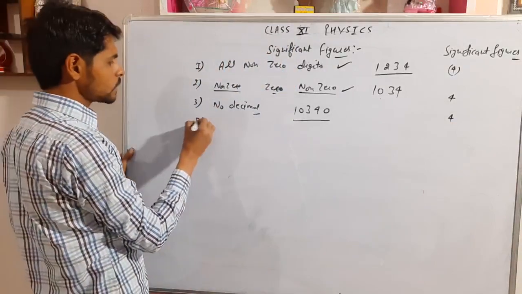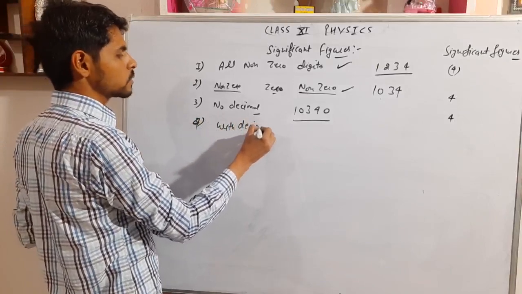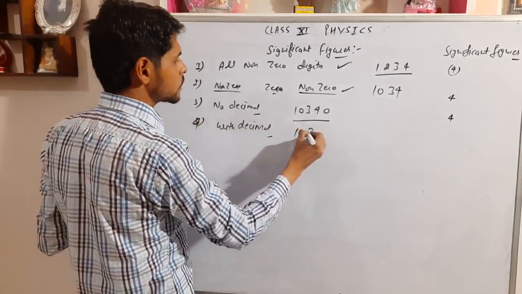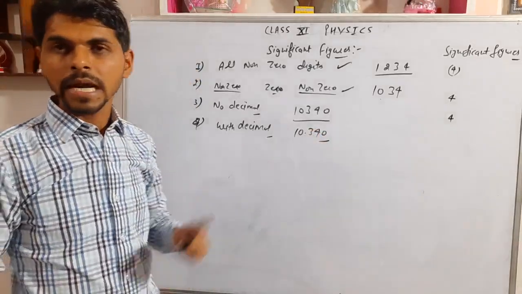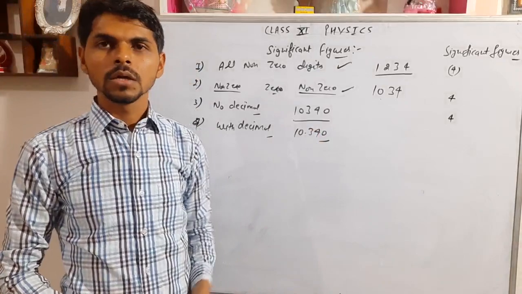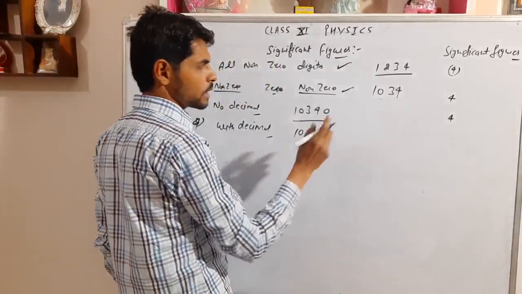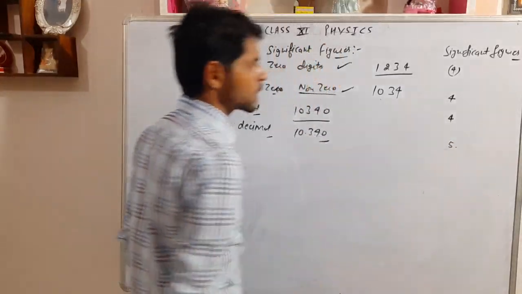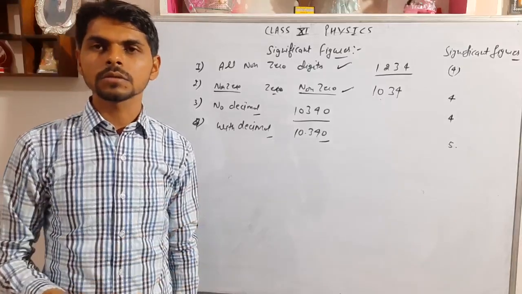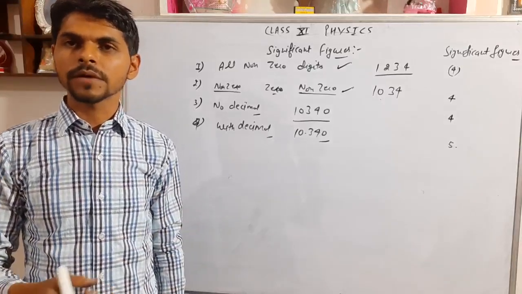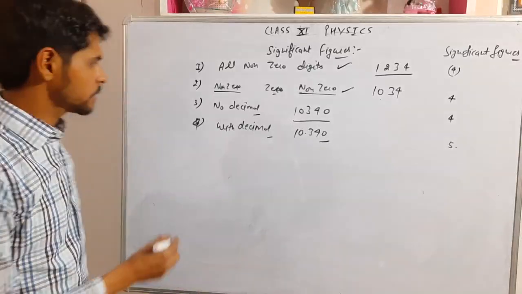But if a number has a decimal and ends with 0, like 10.340, this number has a decimal and ends with 0. The 0 is coming at the end, so the last 0 will be significant. So there are 1, 2, 3, 4 and 5 significant figures. If the number is without decimal, the trailing zeros will not be significant. If the number is with decimal, the trailing zeros will be significant.